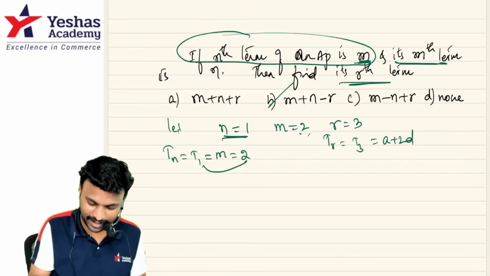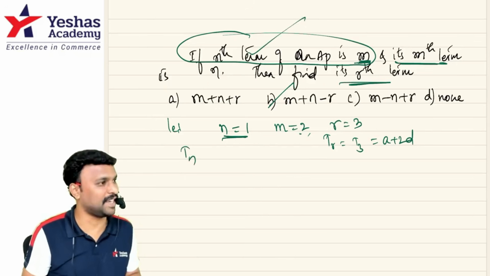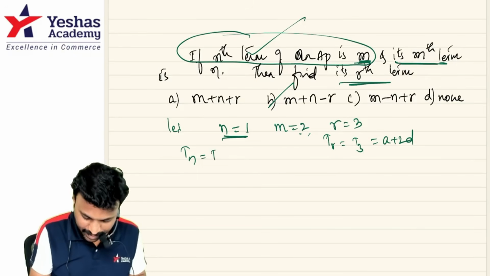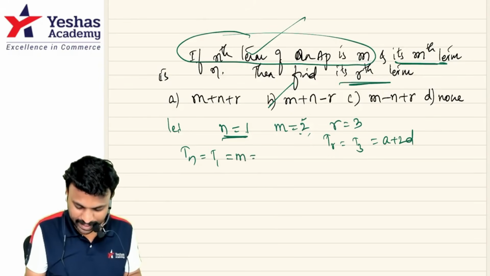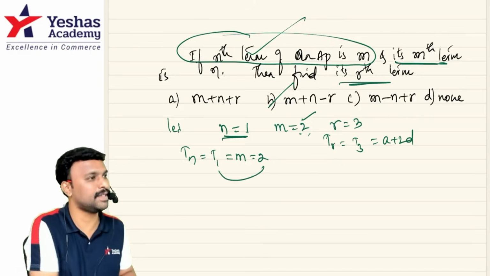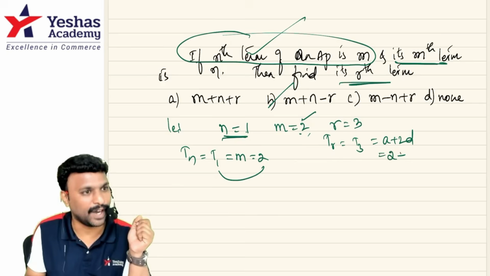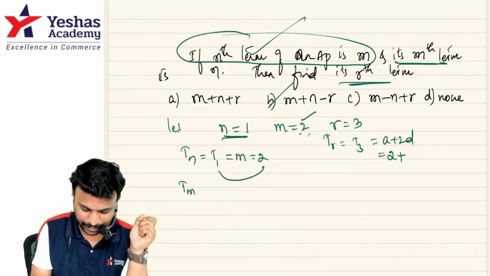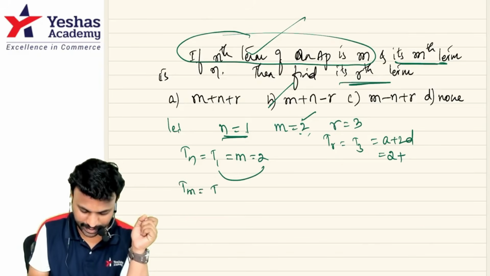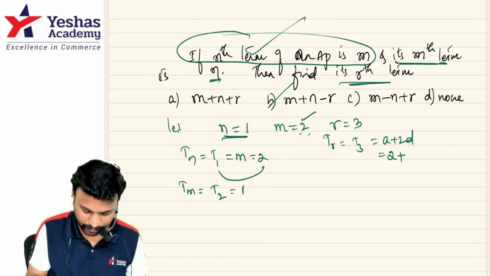Nth term, TN. First statement, what is my n? 1. And T1 is equal to what have they given? M. What is m we have let? 2. So what is the first term? A is 2. Now let me take TM. What is TM? T2 is equal to what they have given? N. What is n? 1.